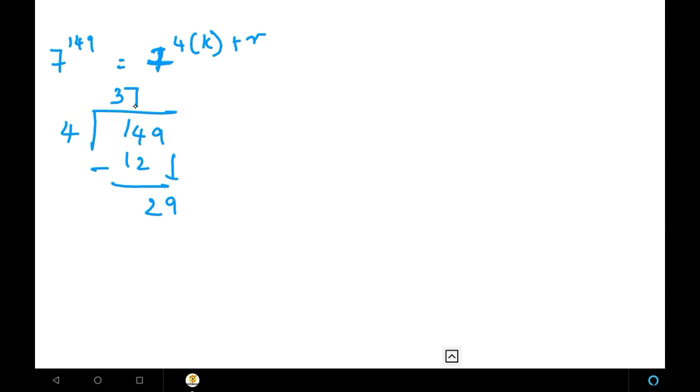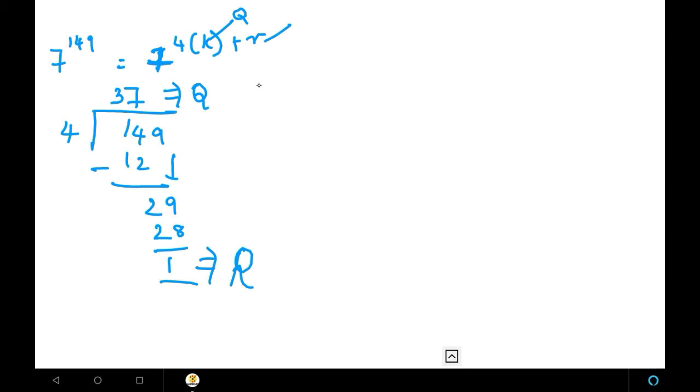4 3s are 12, 2 remains; bring down 9; 4 7s are 28, then I'll get 1. This is the quotient and this is the remainder. So if we are writing in the exponent form, then k is the quotient and r is the remainder we get.